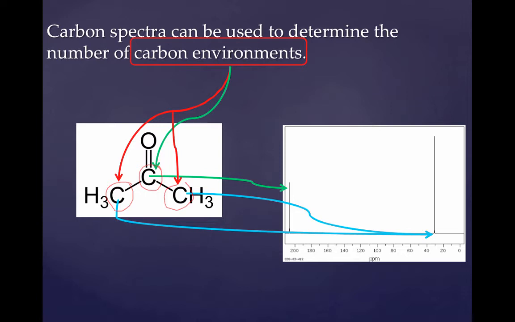Note that the peak that represents the carbon atom that is bonded to the oxygen is further upfield than the other. This is due to the electronegativity of the oxygen atom, which we'll look at in more detail a little bit later on.